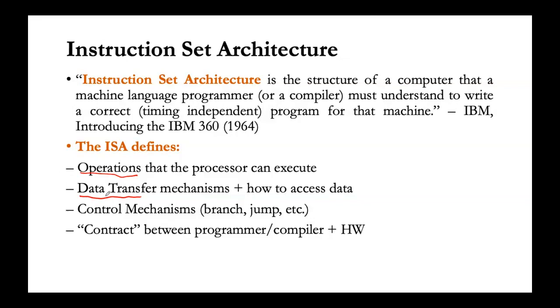In those programs, you will have certain blocks, so we call them control mechanisms. These control mechanisms give some conditional or unconditional blocks, which we call branches or jumps. And finally, the ISA is a contract between the programmer who is writing in a compiler editor and the hardware part.